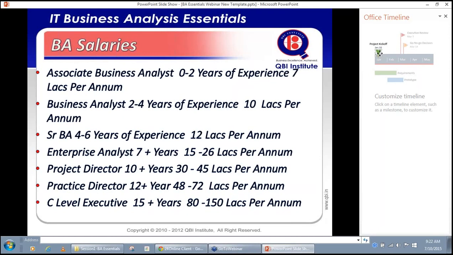Then from enterprise business analyst, you become a project director. Here you can be a client account director, or a domain competency level person, number 2 or number 3 in the domain. Then you become the practice director, and from practice director you can get to the C-suite of becoming a vice president or president after 15 plus years. So this is the typical salary and the typical career path of a business analyst.